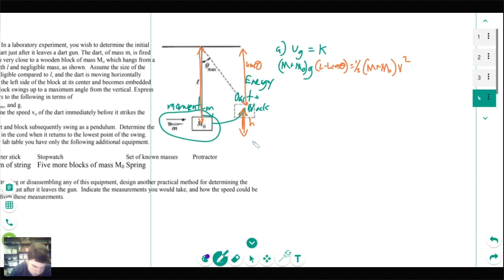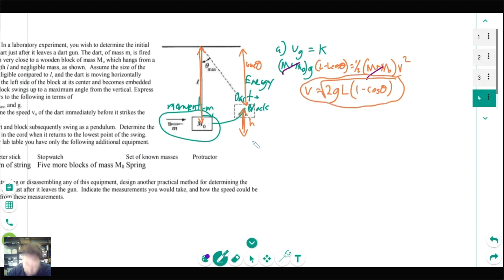All right, looks like some good news. Those masses are the same. They can disappear, which is really good, actually. So our velocity is going to be, I'll multiply by the 1/2, 2gL(1 minus cos theta), all square rooted. And there's our velocity after the collision.